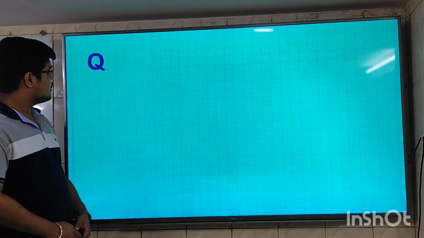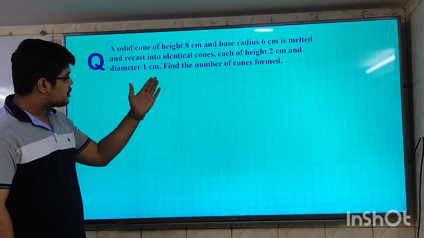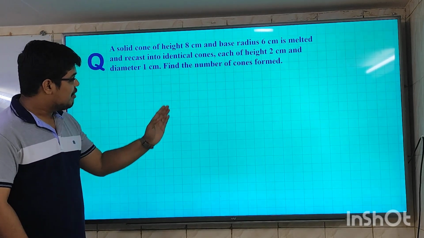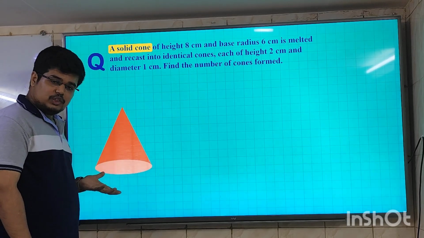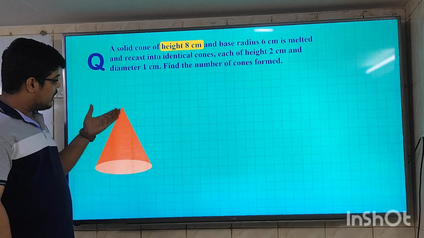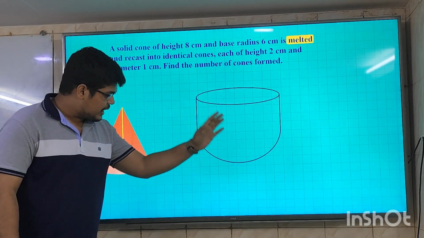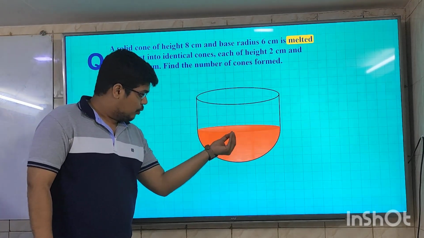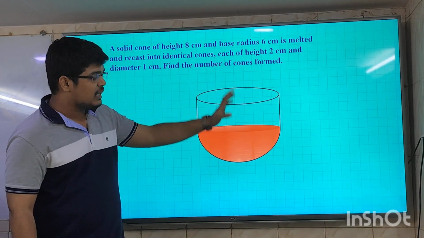The question reads: a solid cone of height 8 cm and base radius 6 cm is melted and recasted into identical cones, each of height 2 cm and diameter 1 cm. Find the number of cones formed. So the situation, students, is that we are starting with a cone. The height is 8, the radius is 6, and we are going to melt this cone and form small cones. Let's take a container, put this cone in it and melt it. When we melt it, we'll get a liquid.